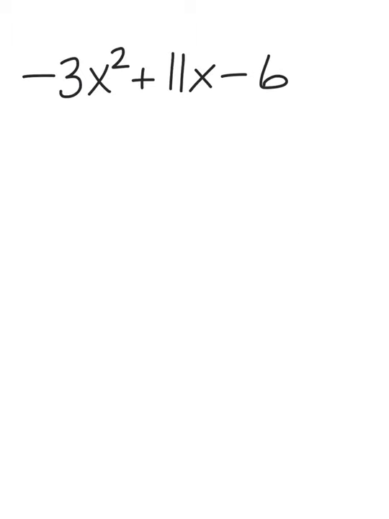Sometimes the greatest common factor is not as obvious. As you look right here, 3, 11, 6, the biggest number that's going to divide into those is a 1. However, if you want to make your life a lot easier, you want to get rid of that negative in the front of your trinomial. And so really my greatest common factor is a negative 1. And I would say always do that.